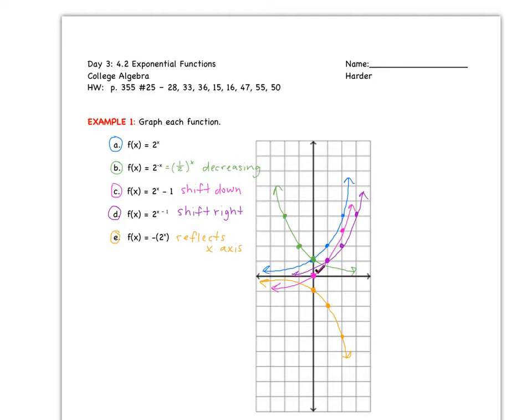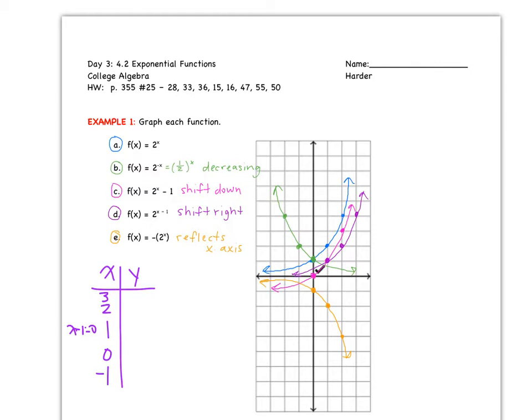Well, this is a case where I mentioned if we were to just create a table of values, right? So this is part D. I would choose an x value that makes our power 0. So when x minus 1 equals 0, I would get x equals 1. And now I just choose some points that surround it. So 2 and 3, and then 0 and negative 1. And what you'll notice is everything from our blue is just shifting to the right.